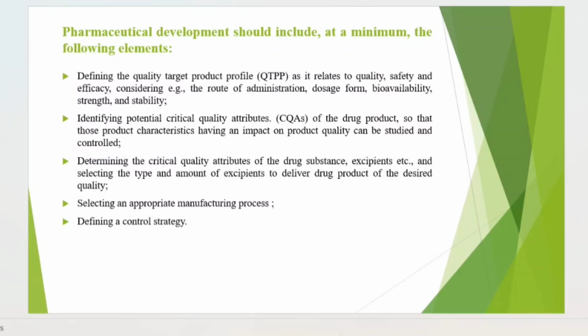So QTPP is important while initiating any formulation development. Okay, identifying potential critical quality attributes, CQAs of the product, so that those product characteristics having an impact on product quality can be studied and controlled. So here, potential critical quality attributes we need to identify of the product.